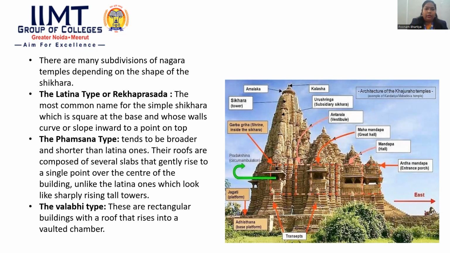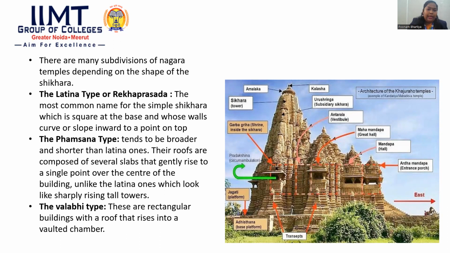And the second form, the Famsara type. Famsara types tend to be broader and shorter than Latina. चौड़ा होता है but छोटा होता है. ऊंचाई लेटिना जैसी नहीं. They tend to be broader and shorter, and their roofs are composed of several slabs that gently rise to a single point over the center of the building, unlike the Latina one, which looks like sharply rising tall. Latina sharp होता है. It is not as sharp as Latina type of shikhar.